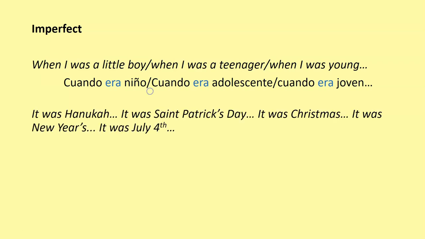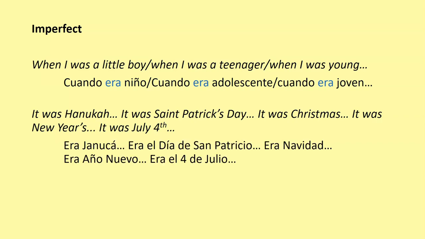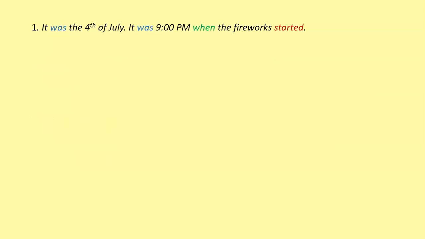Also, when you are talking about holidays and you are describing something that happened in the past, they are going to be also in the imperfect. Era Hanukkah, era el día de San Patricio, era Navidad, era Año Nuevo, era el 4 de julio. Número 1. It was the 4th of July. It was 9 p.m. Dates and time in Spanish are always in the imperfect.